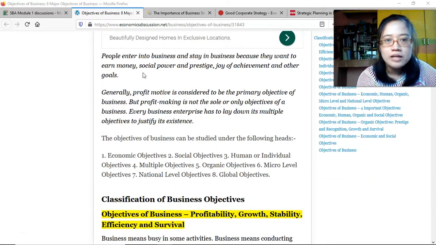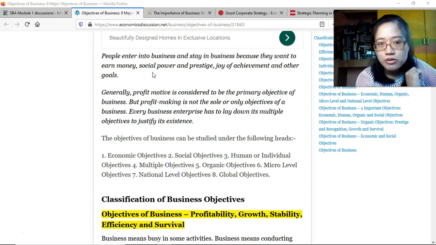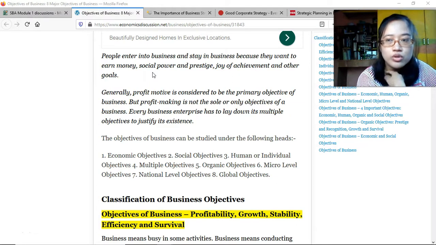People enter into business and stay in business because they want to earn money, social power and prestige, joy of achievement, and other goals. First and foremost, to earn money, to be profitable. Sometimes they could use the profit to benefit the owners or the people working for the business, or for the growth of the business, to have a wider reach of more and more customers, expansion essentially. And then of course you have social power.